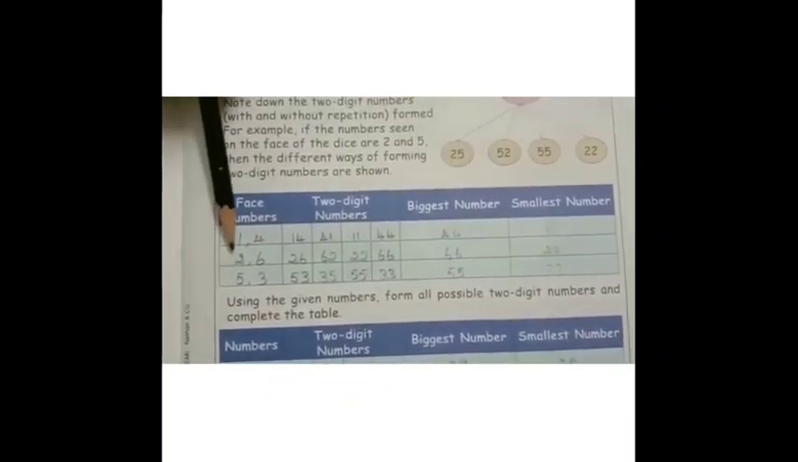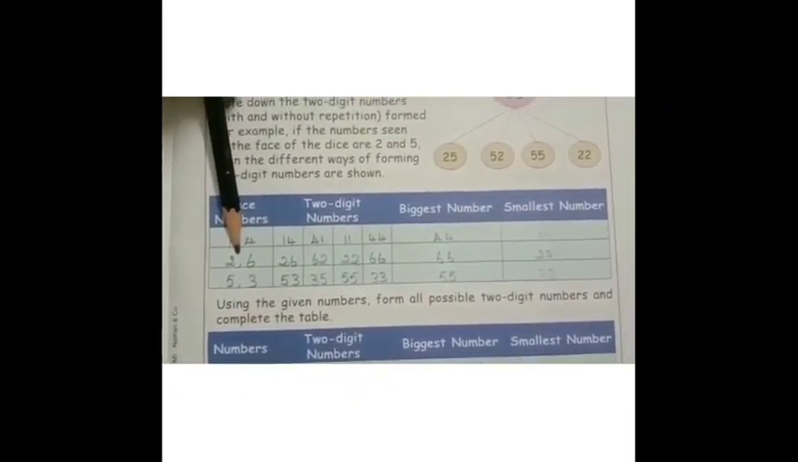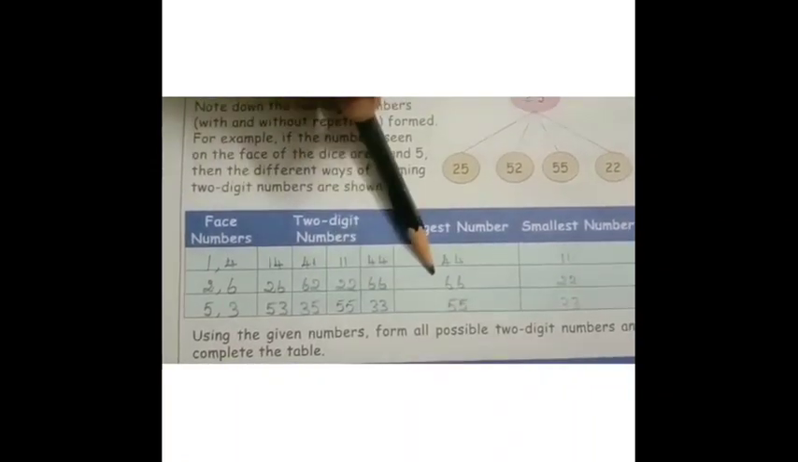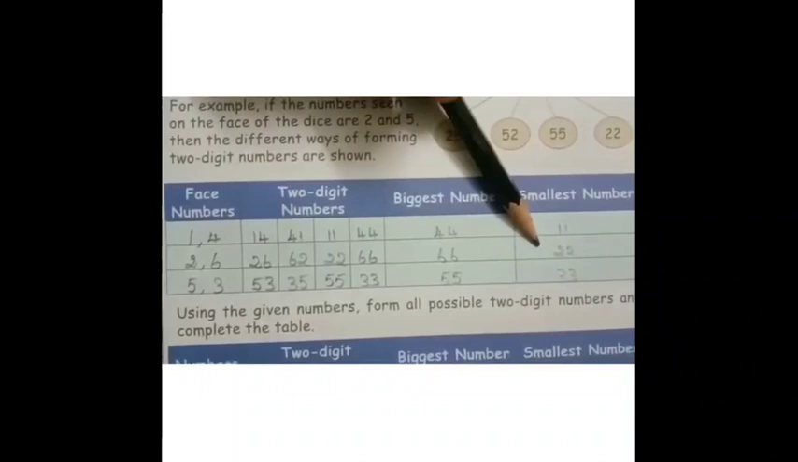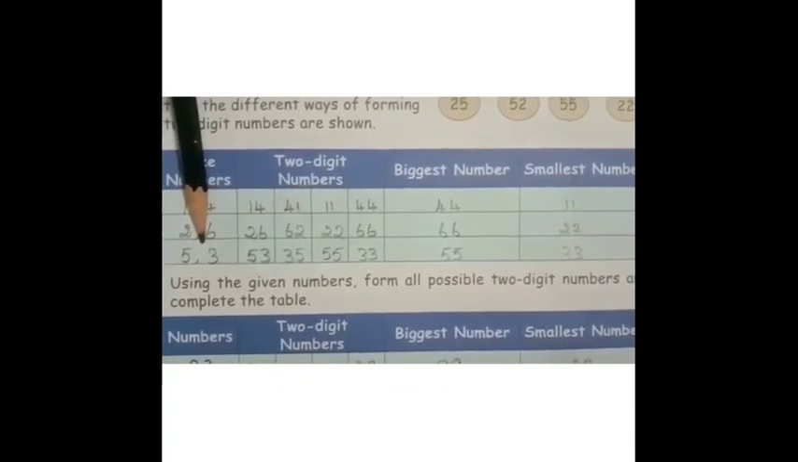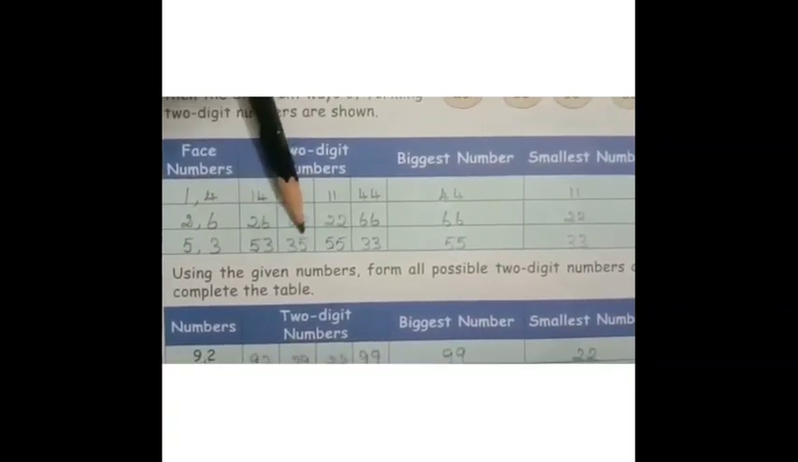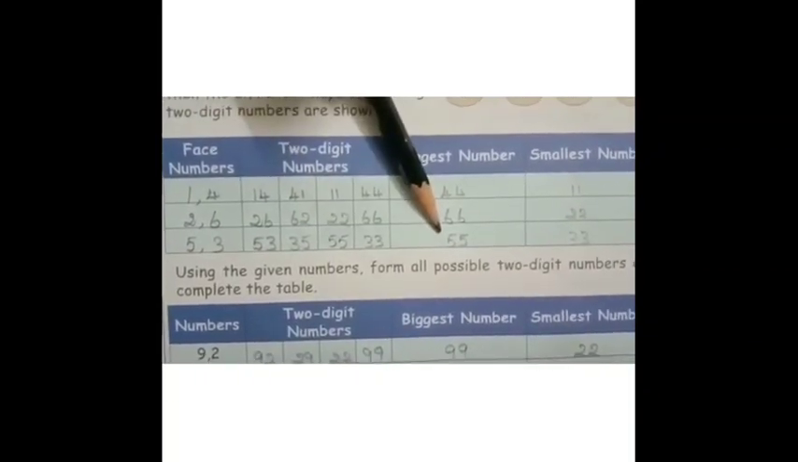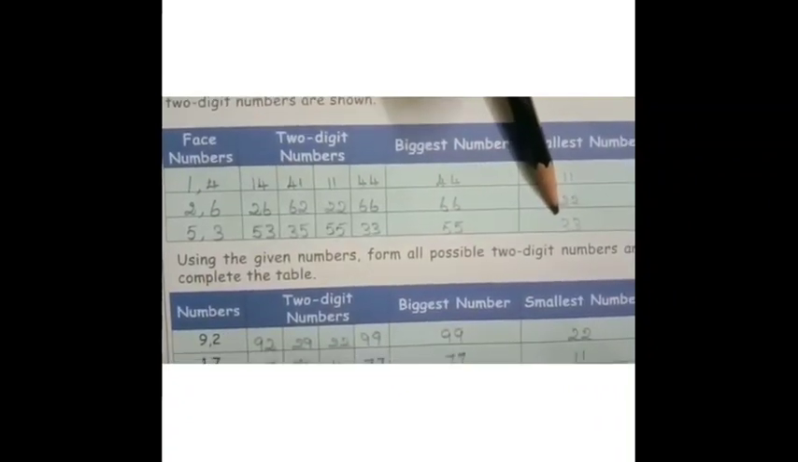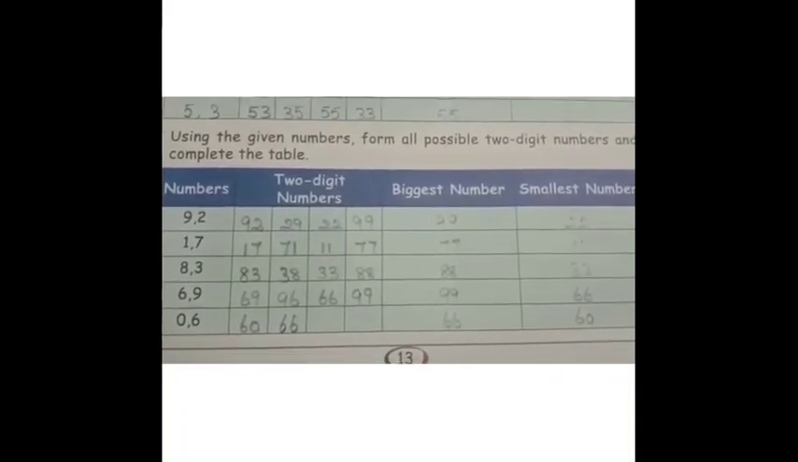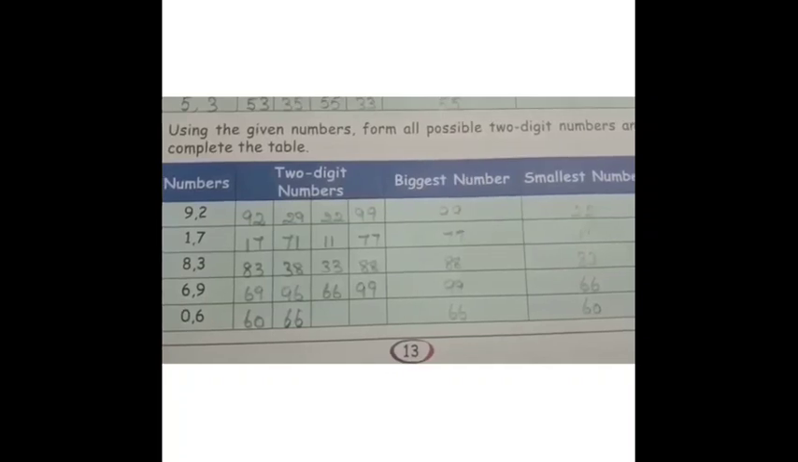Next, if the face numbers are 2 and 6, the 2-digit numbers are 26, 62, 22, 66. Biggest number is 66. Smallest number is 22. If the face numbers are 5 and 3, the 2-digit numbers are 53, 35, 55, 33. The biggest number is 55. Smallest number is 33. Next, using the given numbers, form all possible 2-digit numbers and complete the table.